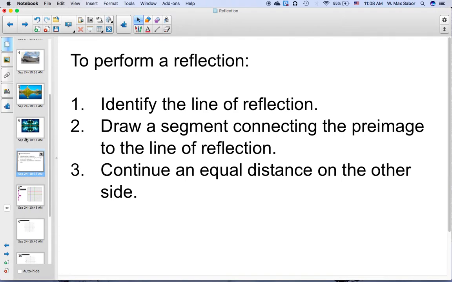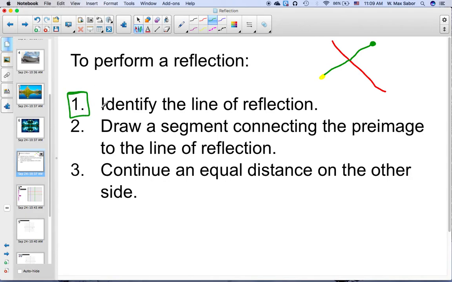So to perform a reflection, write these steps down. First, you will identify the line of reflection. So you have to figure out, usually it'll say, reflect over x equals 2. Well, you have to know where x equals 2 is. Then you draw a segment connecting the pre-image to the line of reflection. And now we continue the same distance on the other side to find our image.